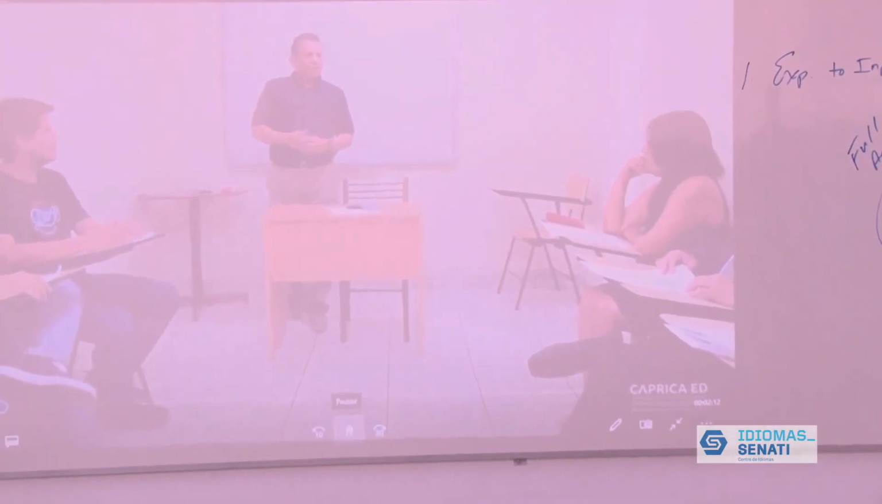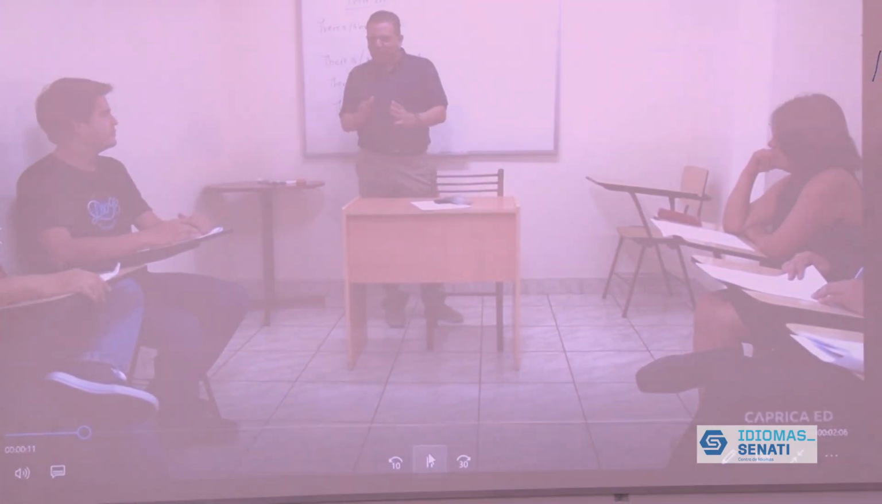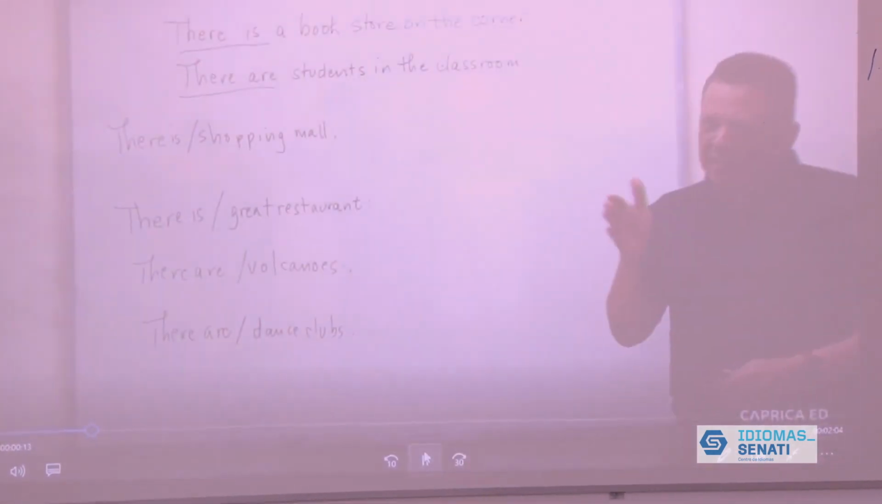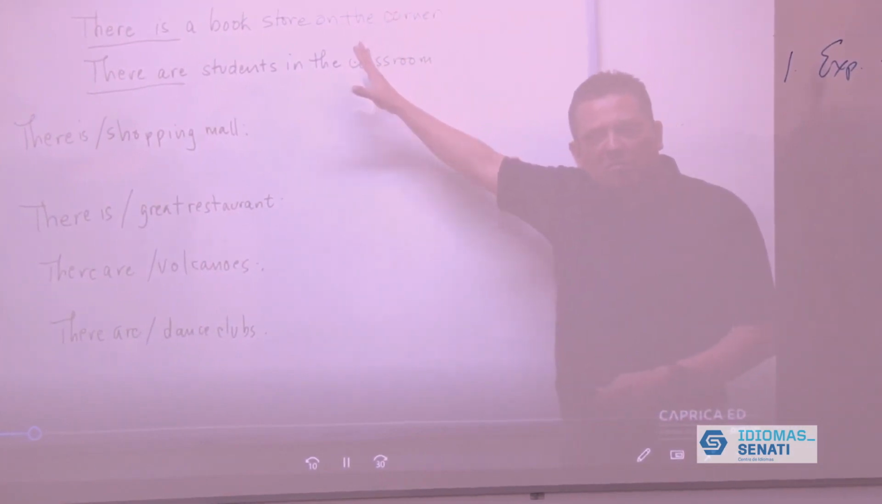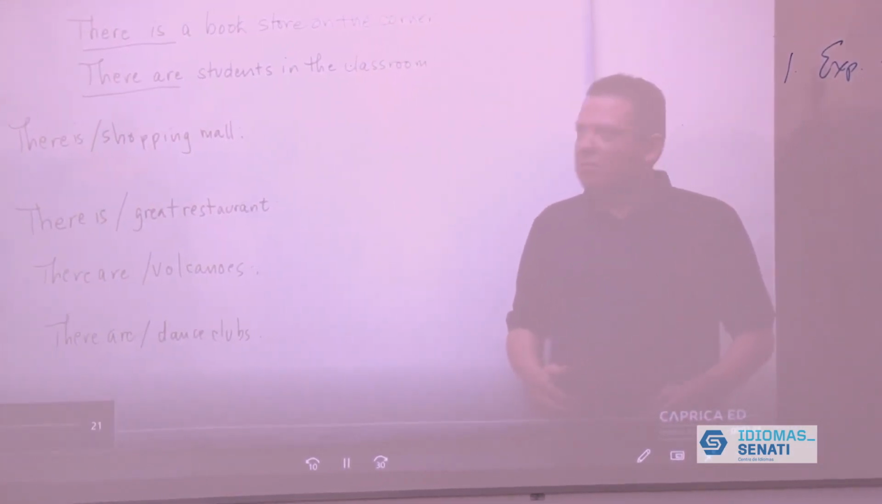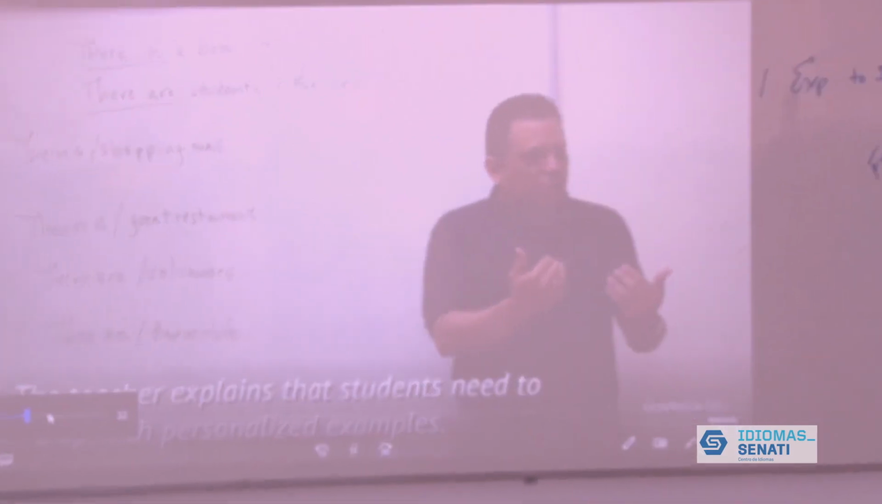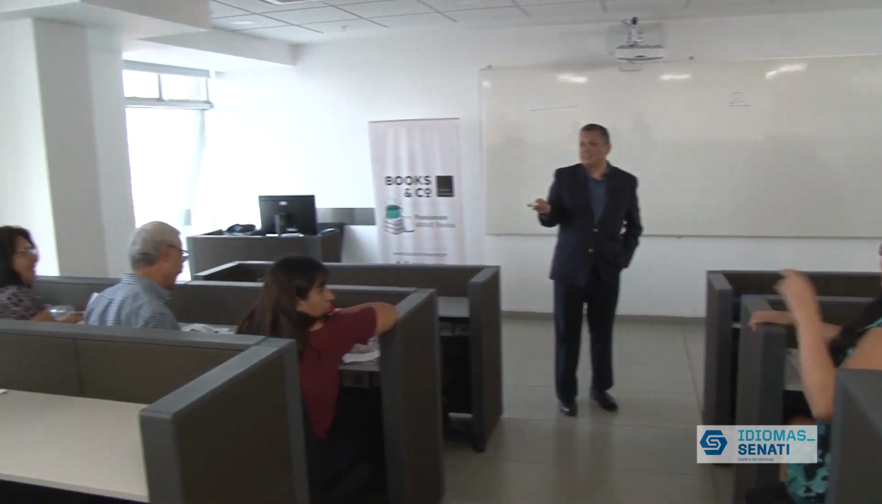All right, everybody, great job. It looks like you really understand the grammar. There is and there are. So let's take it to the next step. If you look at the examples of the book, they're not very exciting. Let's personalize the grammar. You're 4. They're like 20 on this side.